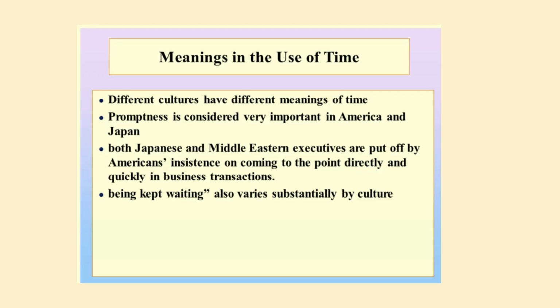The other aspect is the meaning in the use of time. So how different cultures actually perceive their time. They have different meanings when it comes to time. For instance, in some cultures like America, promptness or quick decision is very important, whereas the Japanese negotiators want to take their time. Similarly, in the Middle East, they want to take their time to come to a decision. They want to discuss, and they are not in a hurry for promptness.